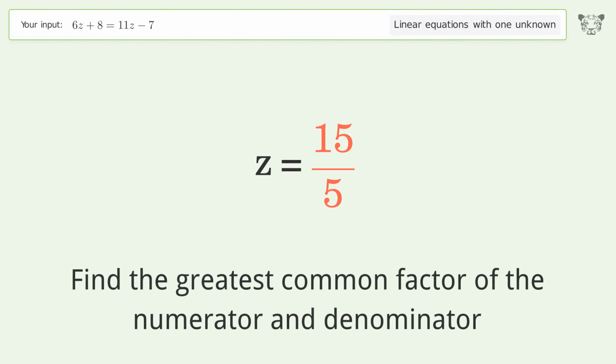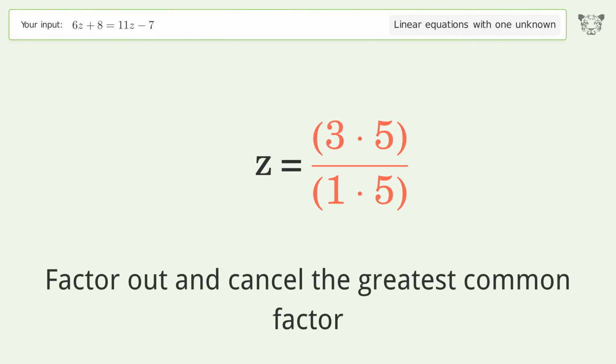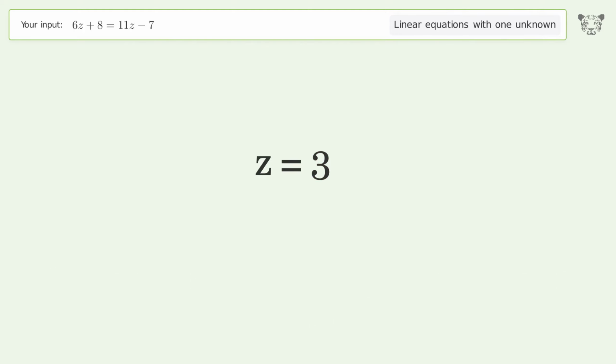Find the greatest common factor of the numerator and denominator. Factor out and cancel the greatest common factor. And so the final result is z equals 3.